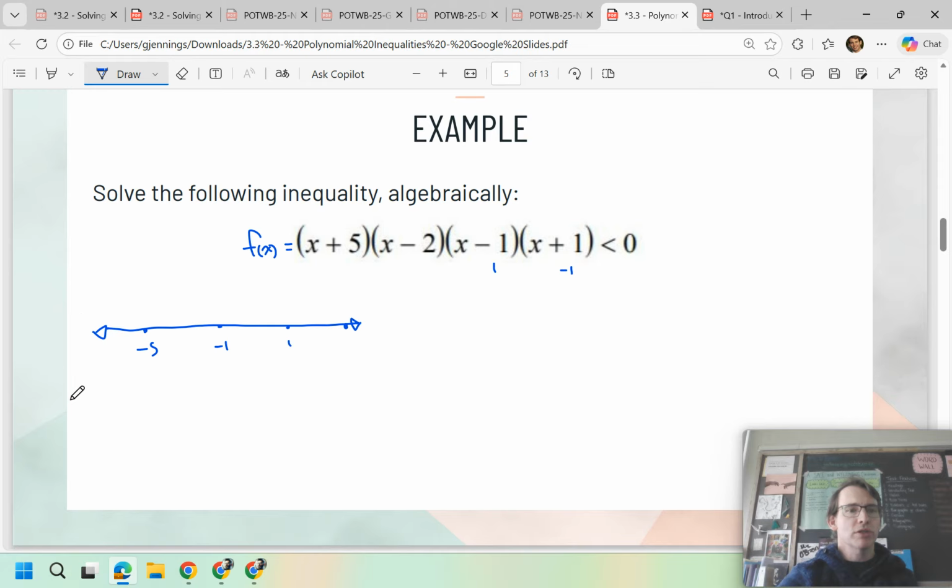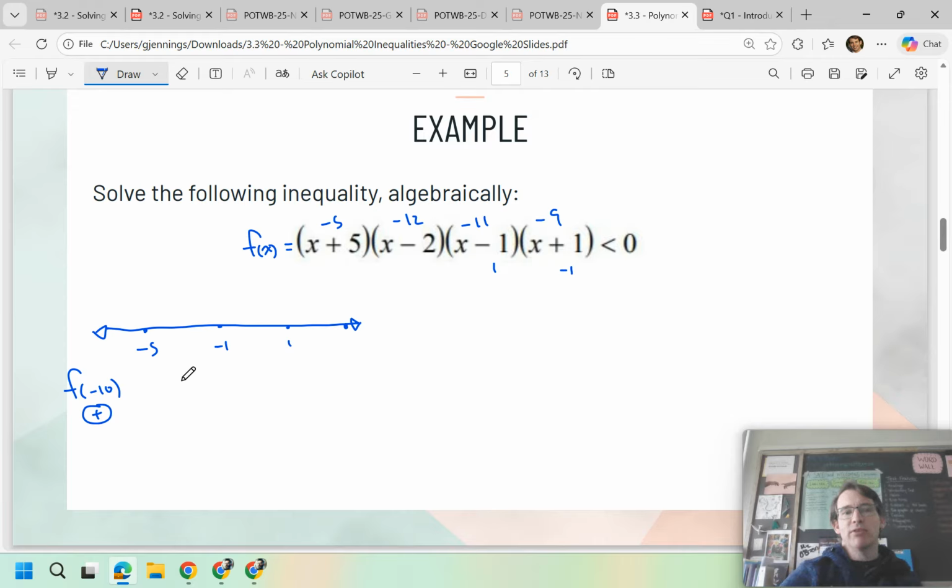And now I'm going to choose some values to test. Let's test f at -10. So its behavior before infinity, I expect this is going to be positive. I'm going to have -5 times -12 times -11 times -9. 4 negatives multiplying is like flipping a light switch 4 times. It's back to positive. So this is surely positive over here.